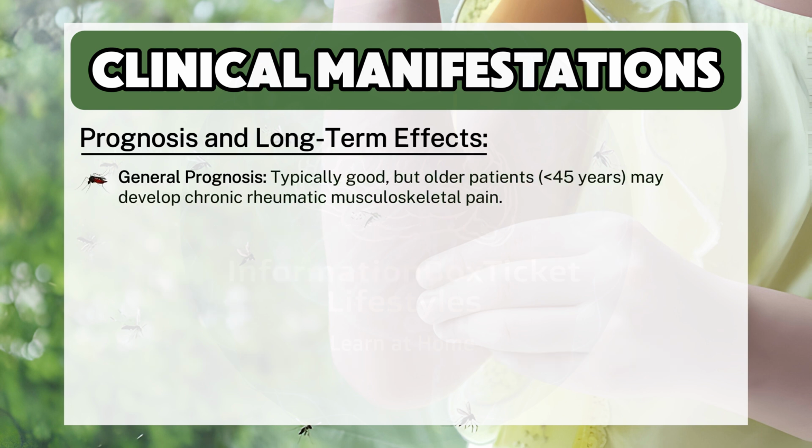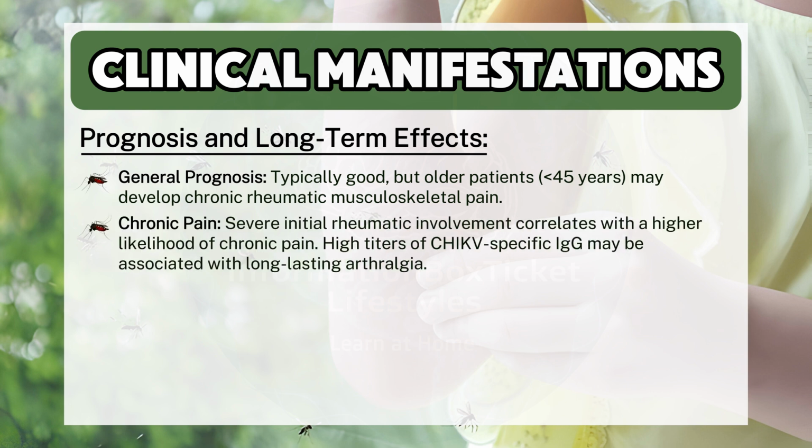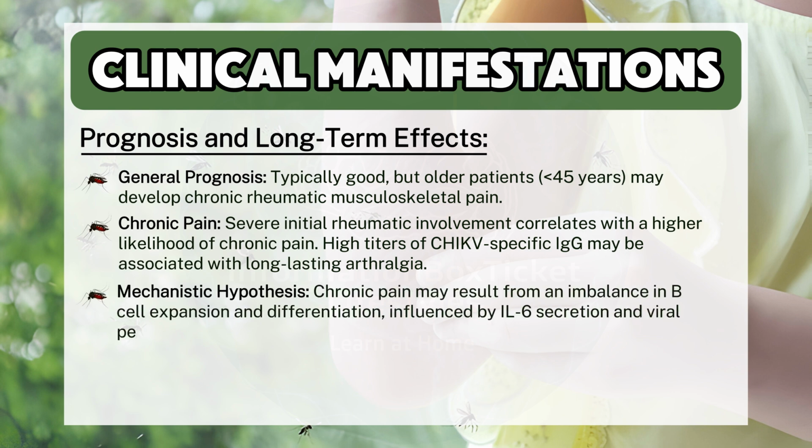Prognosis and long-term effects. General prognosis. Typically good, but older patients, over 45 years, may develop chronic rheumatic musculoskeletal pain. Chronic pain. Severe initial rheumatic involvement correlates with a higher likelihood of chronic pain. High titers of chikungunya virus-specific IgG may be associated with long-lasting arthralgia. Mechanistic hypothesis. Chronic pain may result from an imbalance in B-cell expansion and differentiation, influenced by IL-6 secretion and viral persistence.